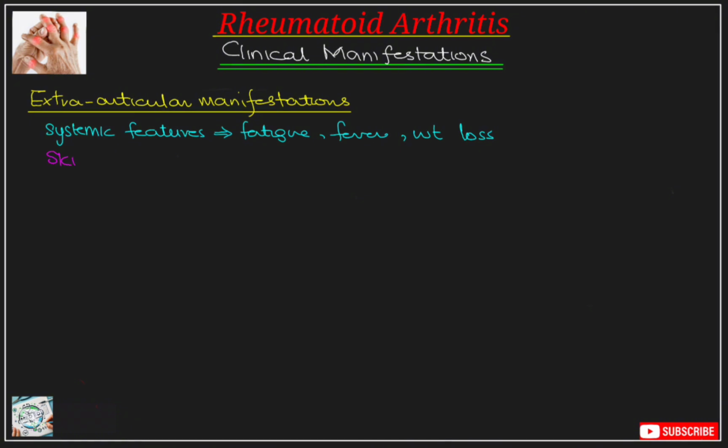Starting with the skin, one of the most well-known findings in rheumatoid arthritis is subcutaneous nodules. These are firm, non-tender bumps that typically appear over bony prominences, extensor surfaces, and pressure points, especially the forearms and elbow. Apart from these nodules, skin fragility can occur, which can make patients more prone to bruising, particularly if they are on long-term steroids.